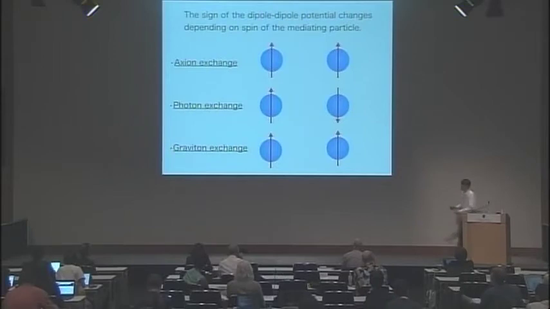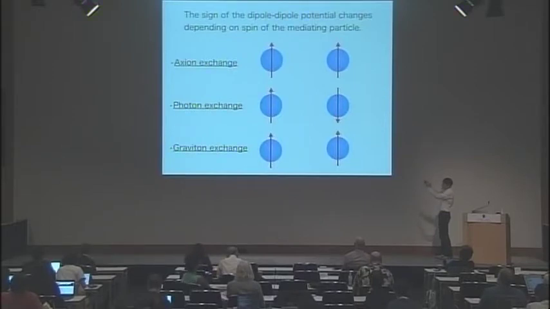So in the case of photon exchange, the opposite sign is energetically favored, but in the case of axion and graviton exchange, the same sign is energetically favored. Of course, a similar pattern was known for the spin-independent force, but the same pattern should hold for a spin-dependent force.